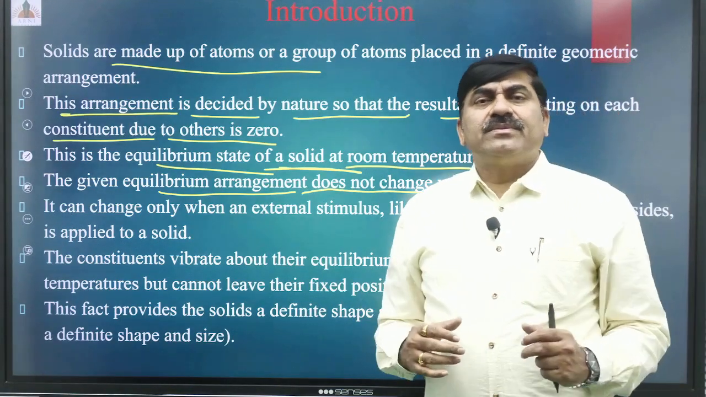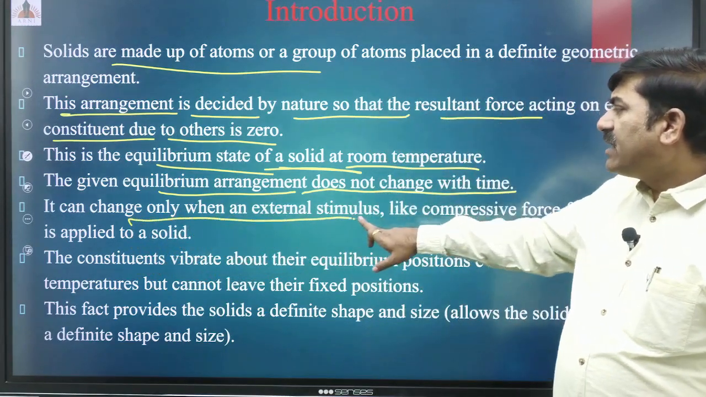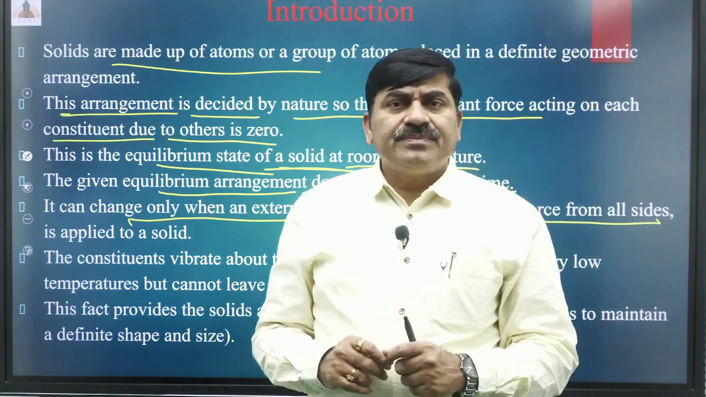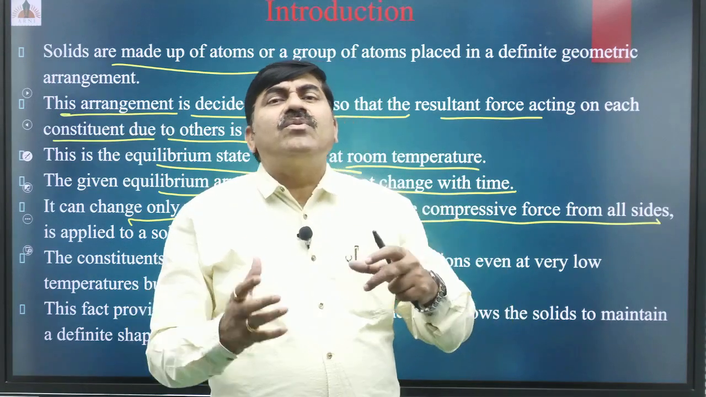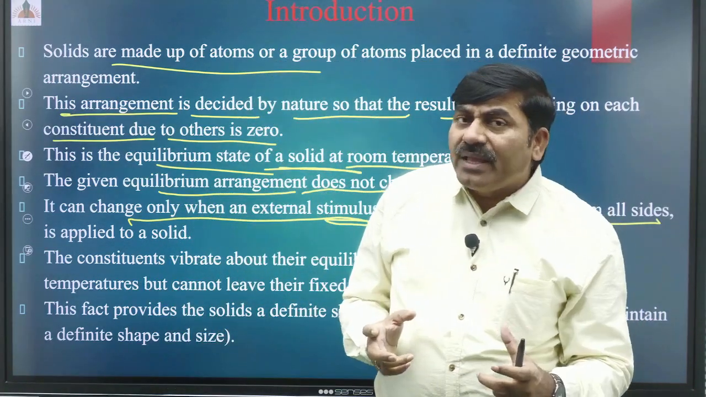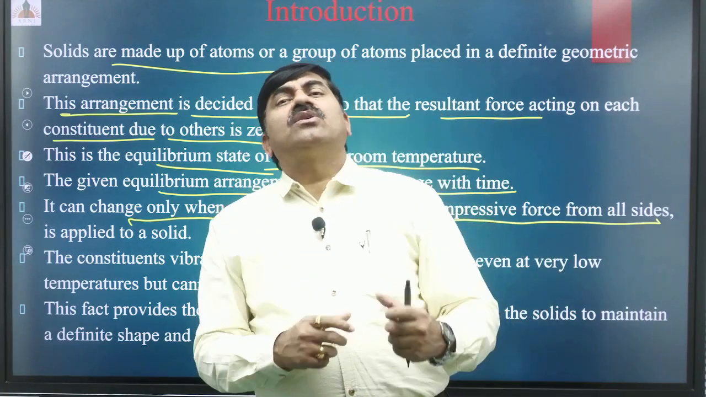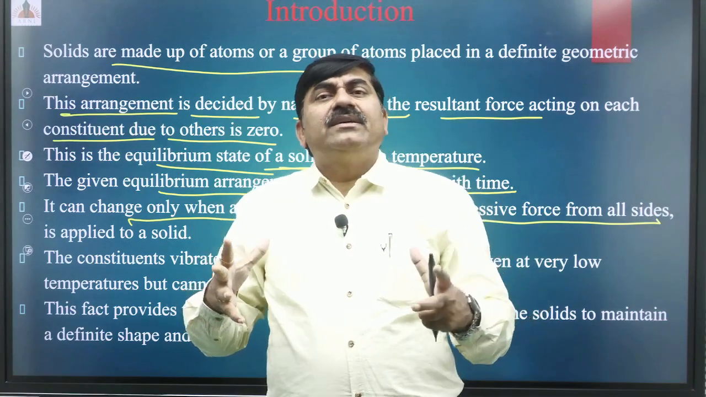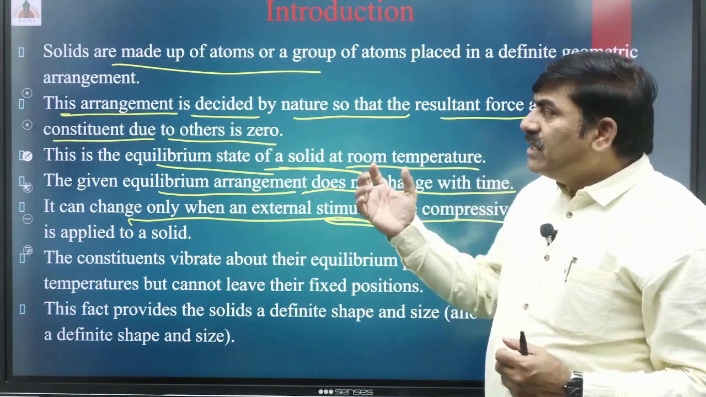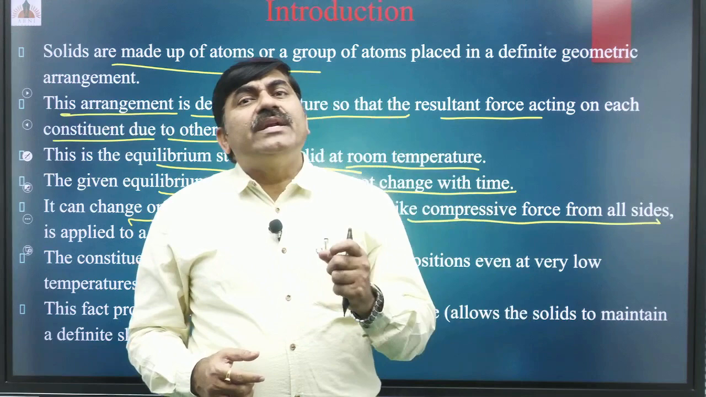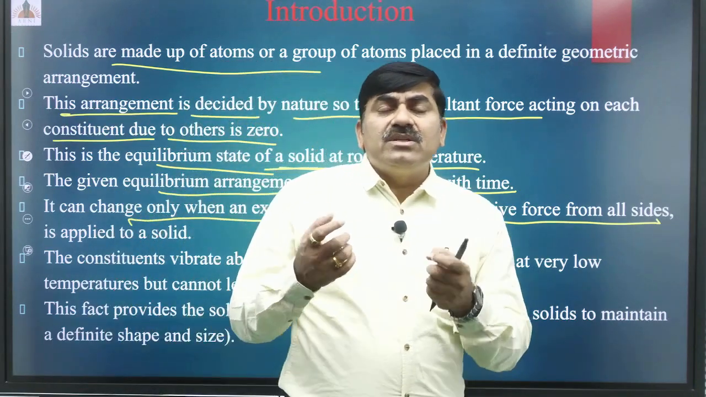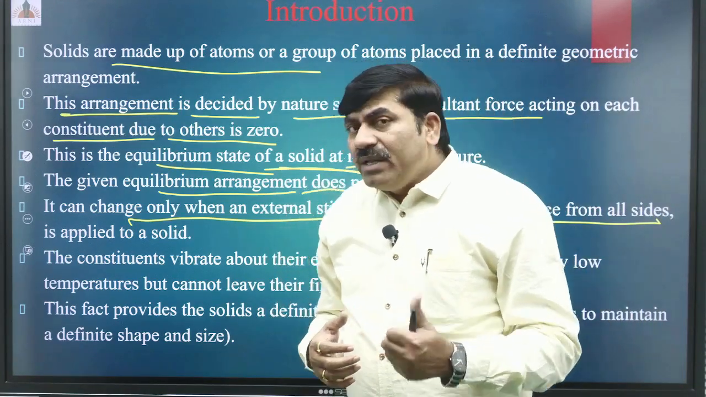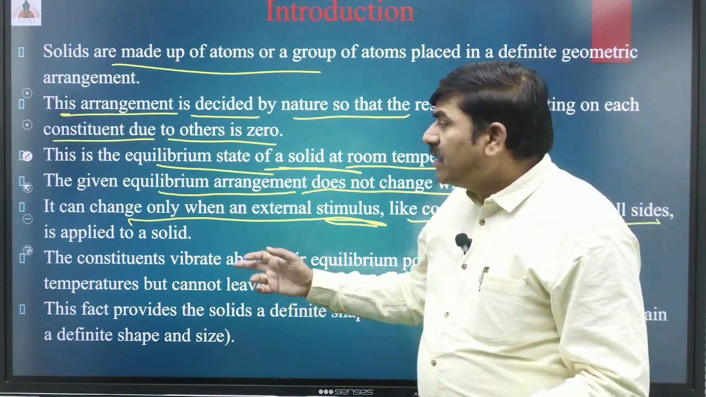It is the same always, and it can change only when an external stimulus like compressive force is acting on the solid. That means the force is acting from all the sides of the solid, and that is why the internal structure of the solid may change, or if we apply force from both sides, then it may elongate. In this chapter, mechanical properties, we are going to study those things: how the restoring force is acting there, or how the external force is applied on how much area, and according to that, how the changes take place in case of solid.